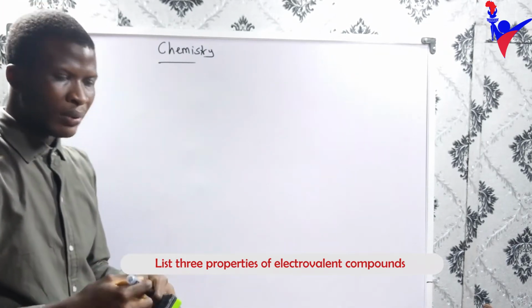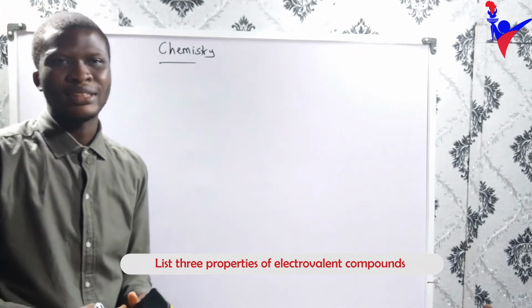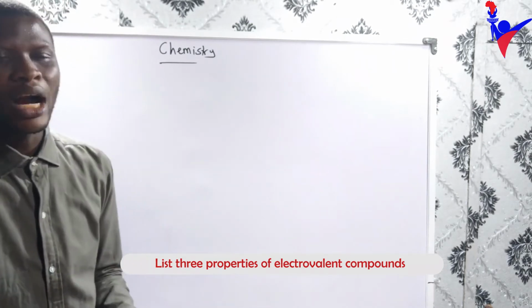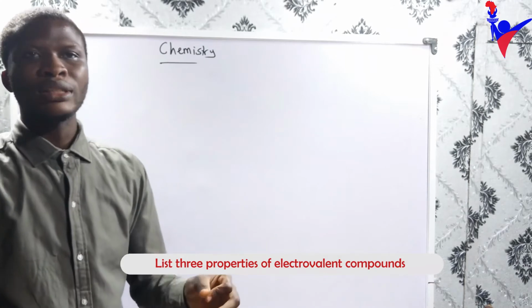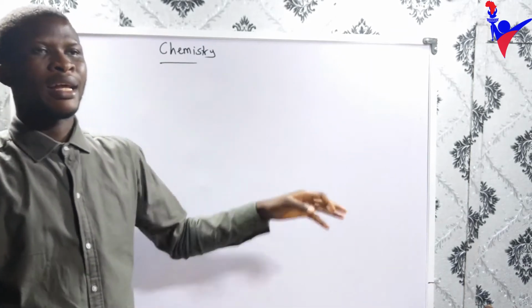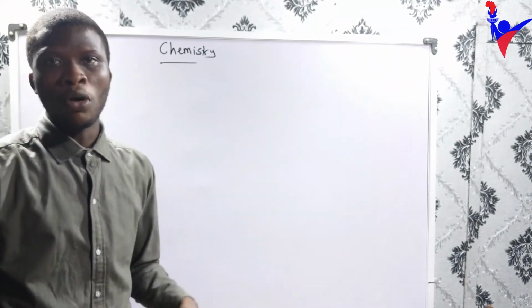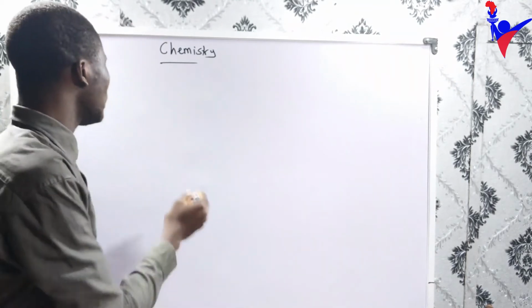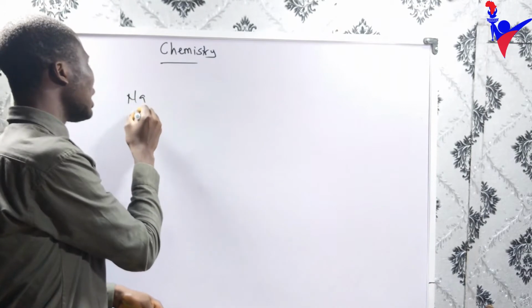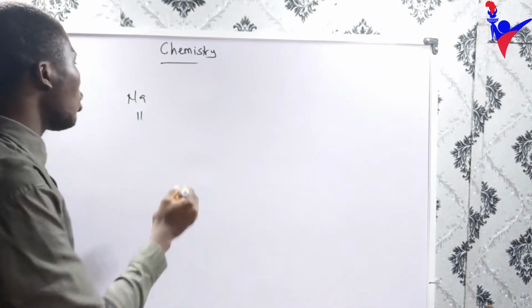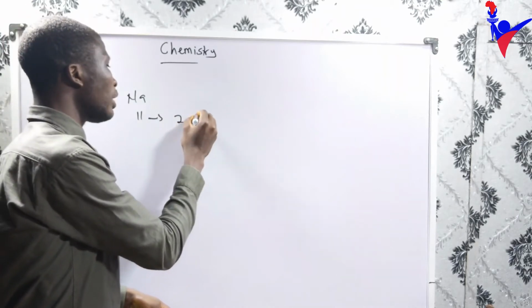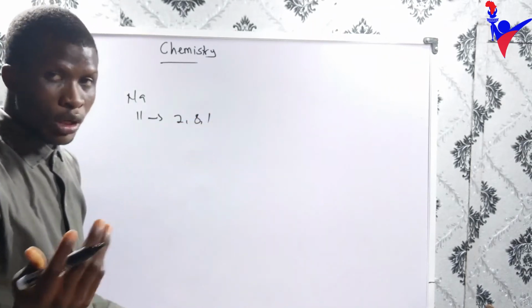What are electrovalent compounds? Simply put, electrovalent compounds are ionic compounds. When you talk about electrovalent compounds, they are always formed as a result of the combination of a highly electropositive atom and a highly electronegative atom. What exactly do I mean? Let us take sodium, for instance. Sodium has 11 as its atomic number. The electronic configuration of sodium in this case is going to be 2, 8, 1. I believe you understand that.